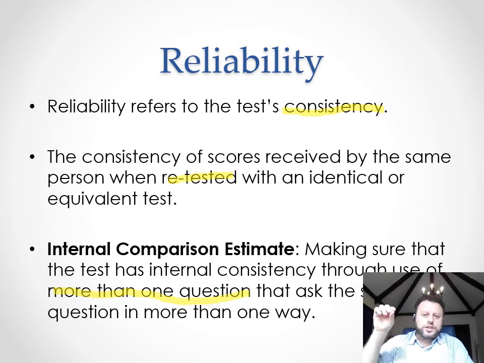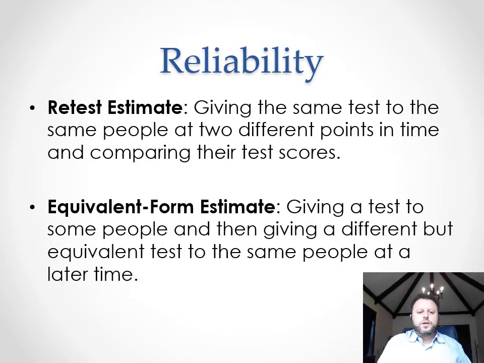Now, if you wrote strongly agree to one question, strongly disagree to another, and somewhat agree to the third, the problem isn't you. The problem is these questions. They're not asking the right thing the right way. If they're trying to ask whether you are extroverted, they're not really asking it in the right way. So there's this idea of a test being reliable, and also the idea of the questions on the test being reliable. The way we determine if the test is reliable is with a retest estimate or an equivalent form estimate.